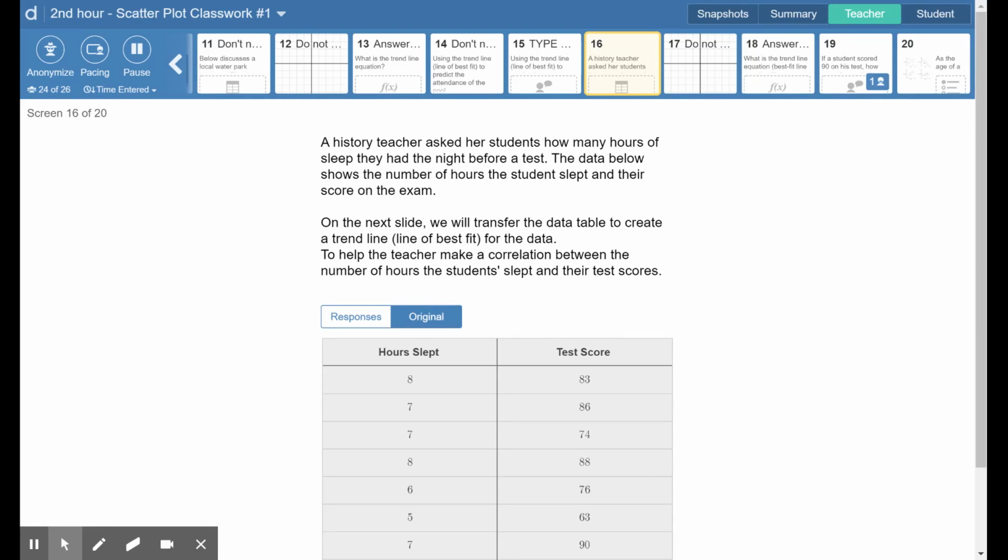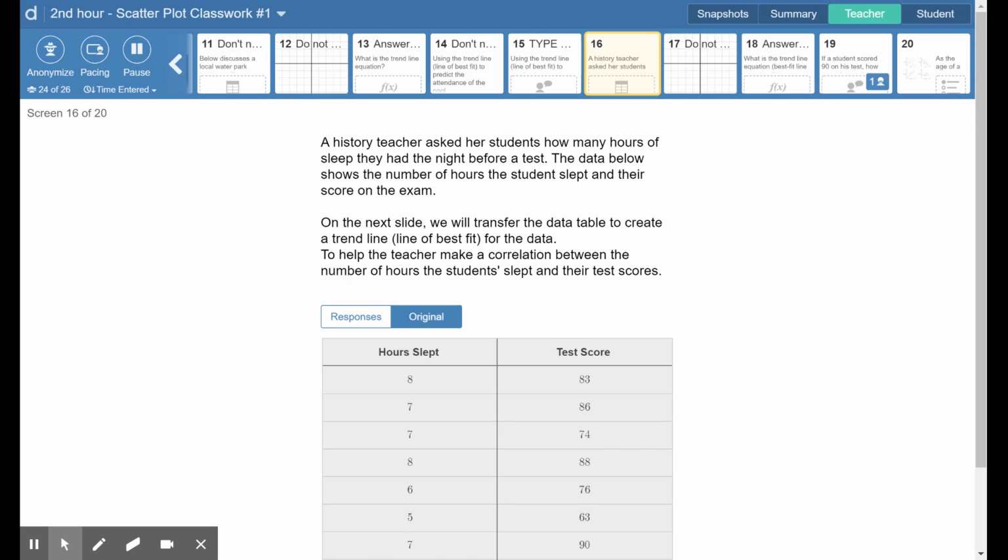In this video, we will be going over Scatterplot Classwork number 1. Now, we did the previous slides together in our Zoom meeting, and this was supposed to be your homework. If you struggled with it, make sure that you are contacting me so we can go over it.